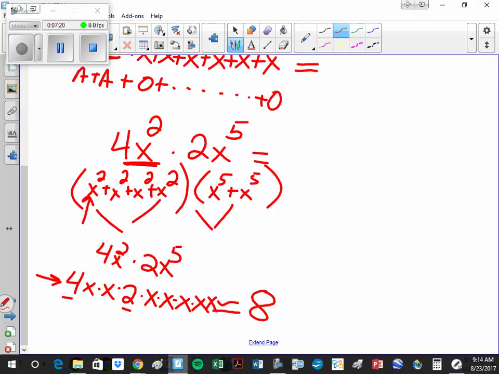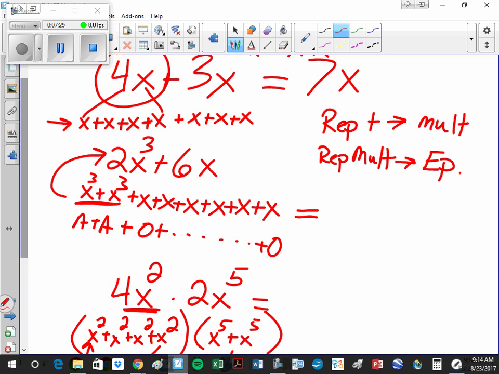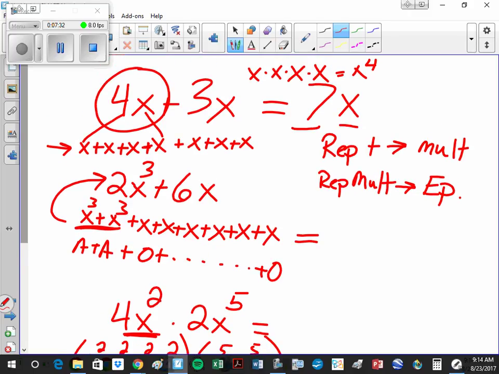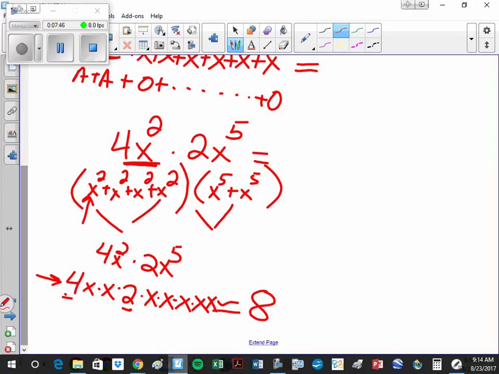Why is it x to the 7th? I'm counting the multiplications. Right? Up here, why was this 7x? Because I counted the x's. There are 7 x's in that list, and they're added, which means it turns into 7x. So down here, I have 4 times 2, which is 8, and then I just count my x's. 1, 2, 3, 4, 5, 6, 7, and because they're multiplied together, that 7 is an exponent. So 8x to the 7th.